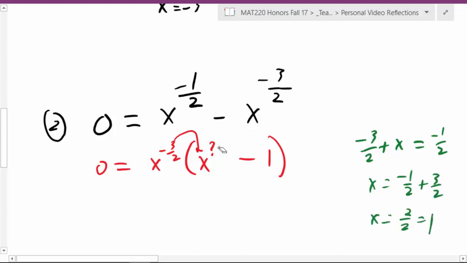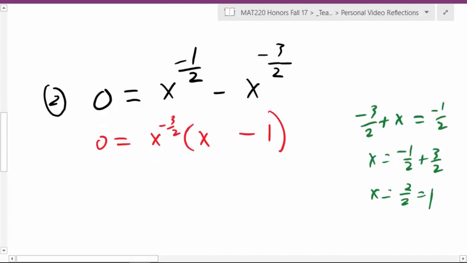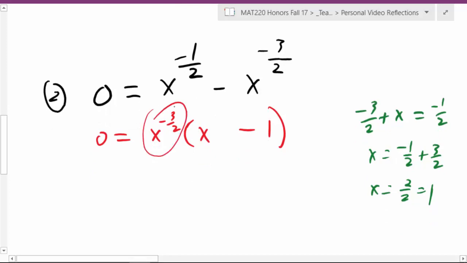So therefore, this exponent is simply 1. And we obviously don't write the 1. But there we go. We have factored. So now we don't worry that this is a -3/2 anymore because it's factored. And remember, like we talked about in the last problem, we take each of our factors and set them equal to 0.